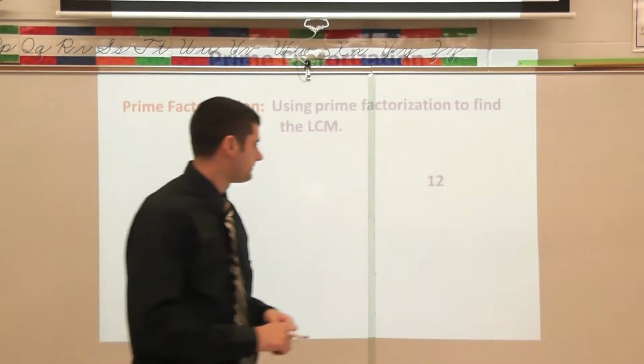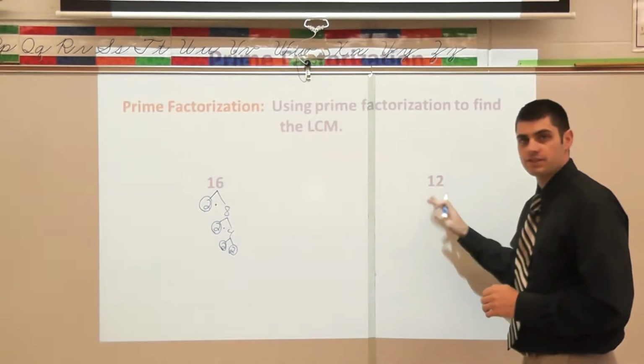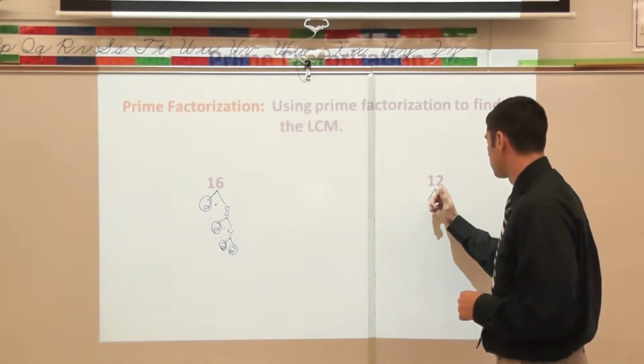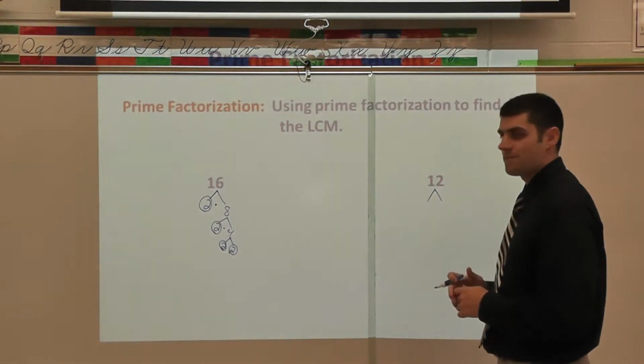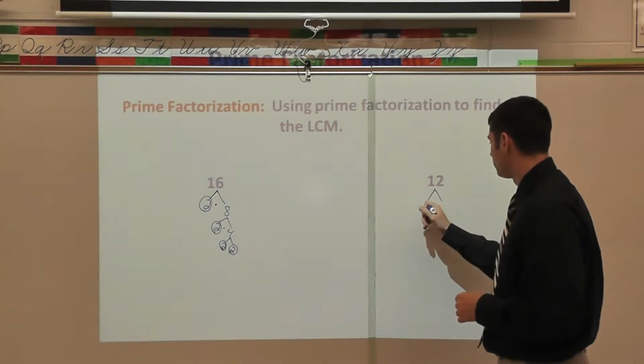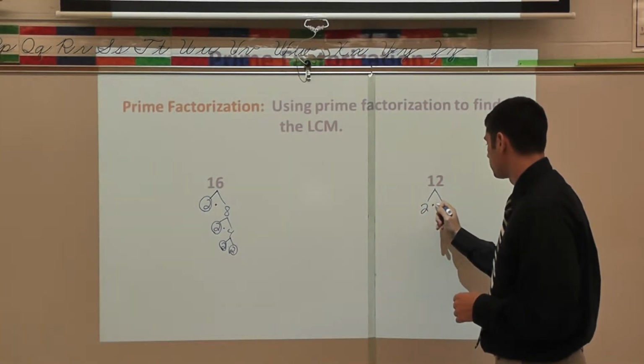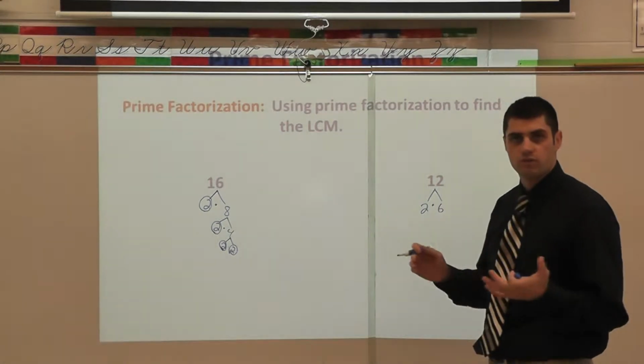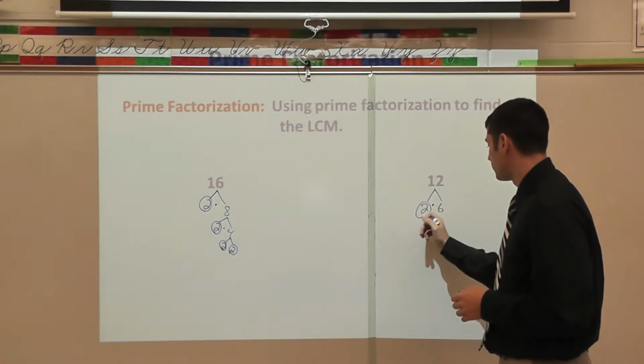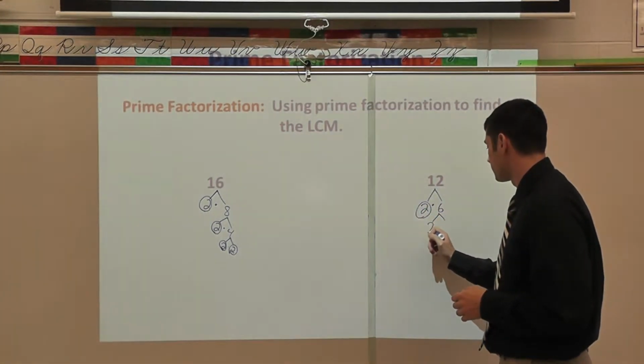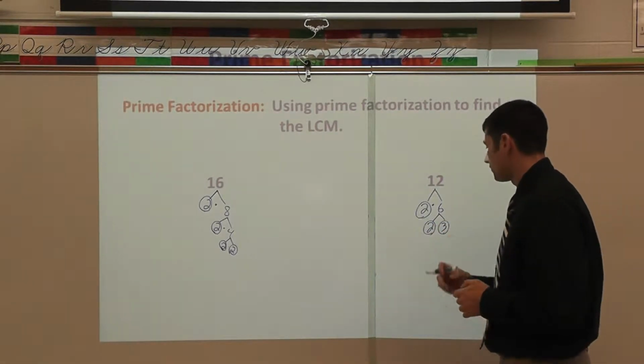Let's take a look at 12. I'm going to do the same exact thing to 12 on this side. Okay, so I'm going to break 12 into 2 times 6. Sometimes it's easier with the even numbers just to start with 2. 2 is a prime number, and I can break 6 into 2 times 3. 2 is prime, and 3 is prime.